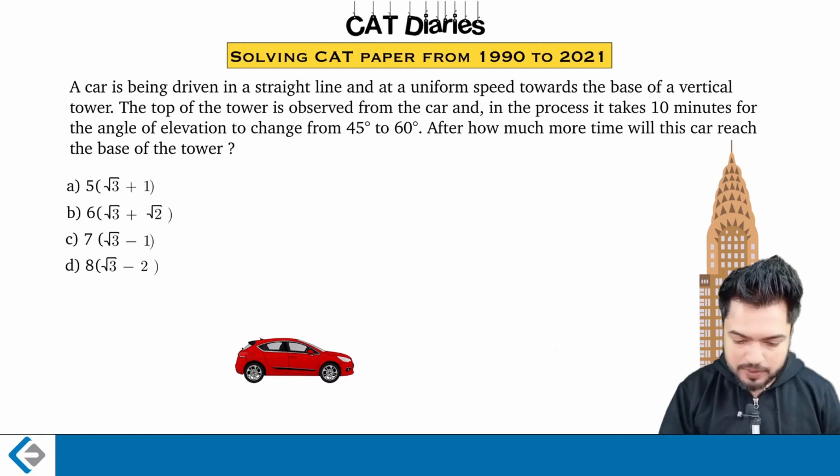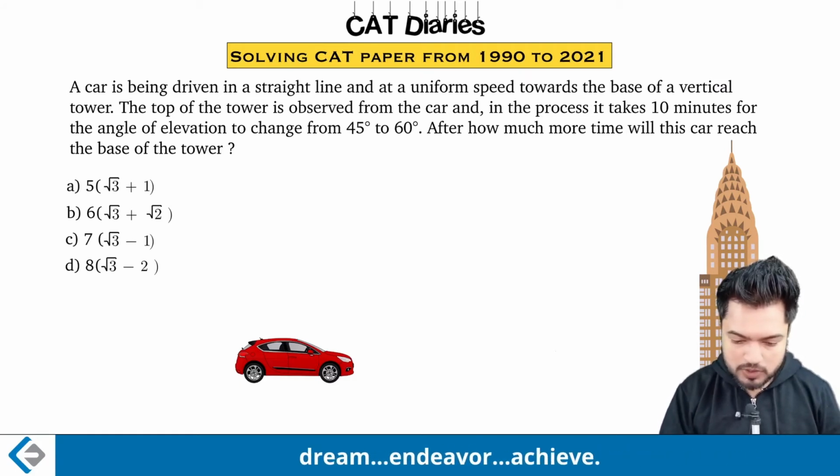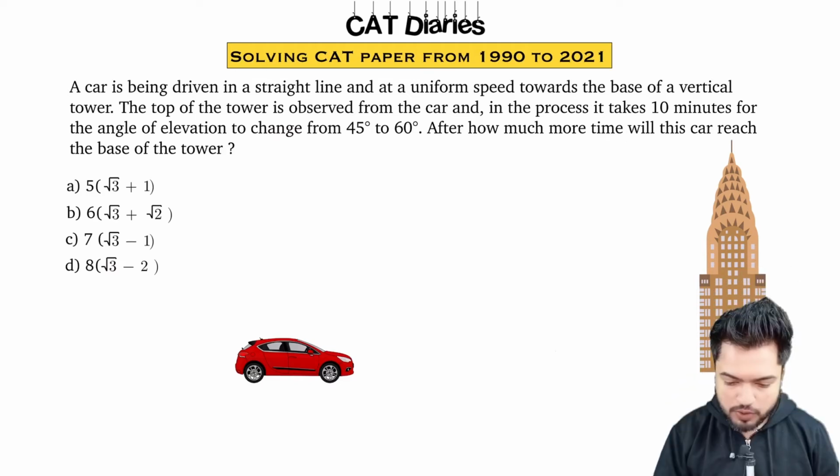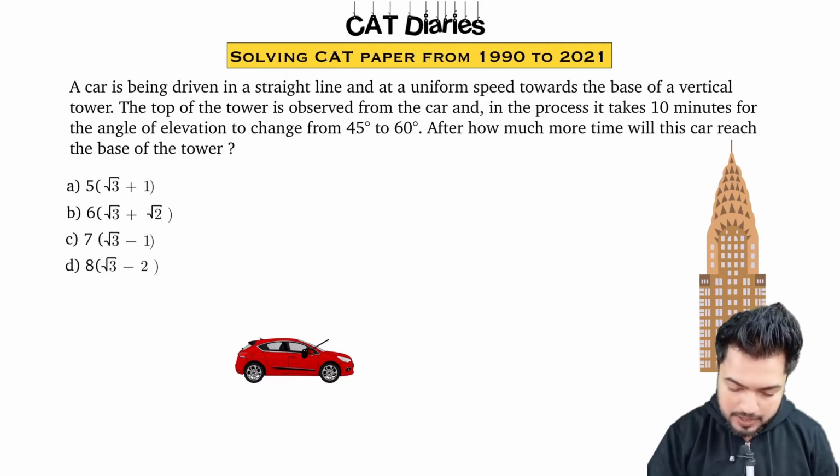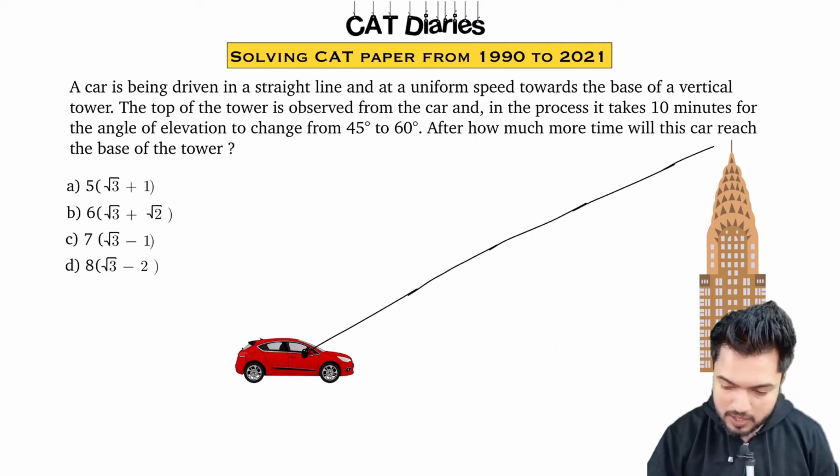So a car is driven in a straight line at a uniform speed towards the base of a vertical tower. The top of the tower is observed from the car, and in the process it takes 10 minutes for the angle of elevation to change from 45 to 60. So what is happening now? See, the car is here. If the car is here, the angle of elevation, so someone who is observing the top of the tower from the car is able to see this angle of elevation is equal to 60 degrees.